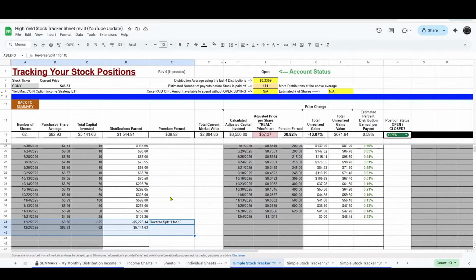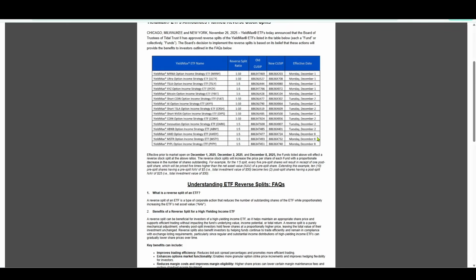Because come Monday, we do have a few more that will be going through a reverse split. We have AMDY, MSTY, and PYPY doing a 1 for 5 reverse split, okay? And the rest of them were on December 1st and December 2nd. In case you missed that, do check out that video that I linked just a bit ago, as that will walk you through how to get that spreadsheet updated.